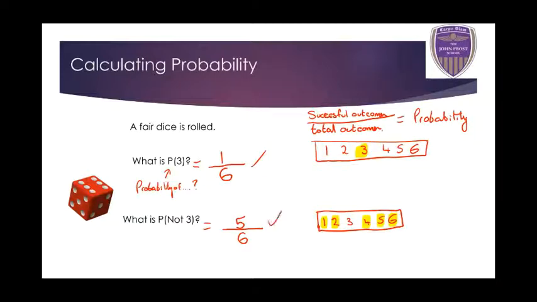Okay, job done. So when we talk about the probability of something not happening, we need to think about all the instances where it doesn't happen, simple as that, and you just count them up, and that will give you the probability of something not happening. Okay, let's have a look at another example.